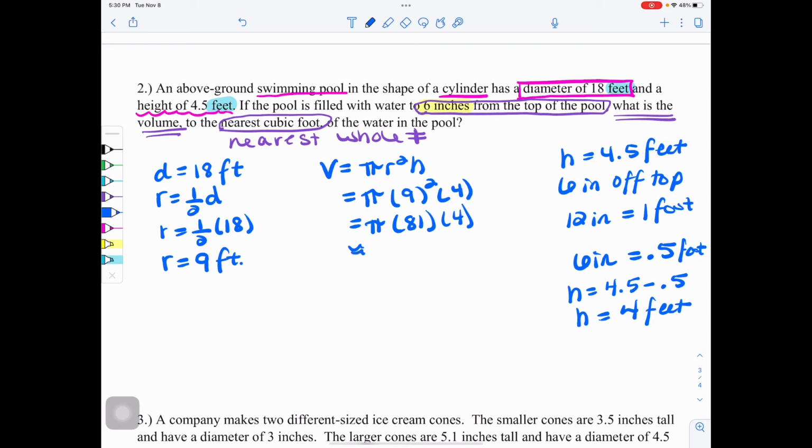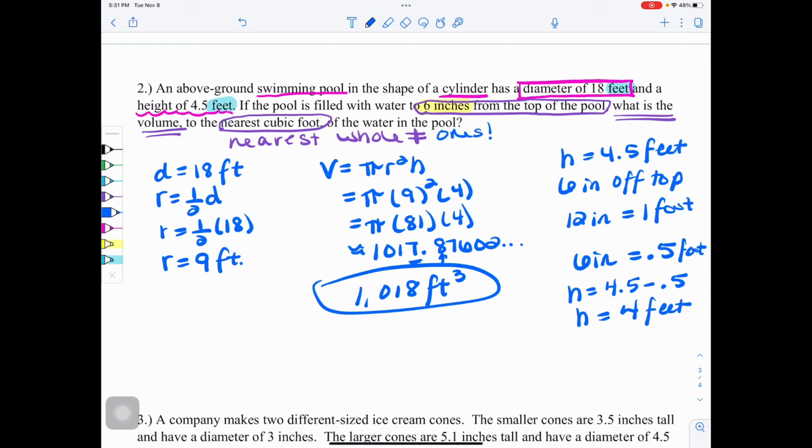So that's pi times 81 times 4. And you get approximately 1017.87602... It's going to keep going. And we want the nearest cubic foot, which means we want the nearest whole number. So we're actually looking in the ones place. I'm going to look next to it and see that 8 is definitely 5 and above. So that's going to bump our answer up to 1,018. This is volume measured in feet. So that'd be feet cubed.